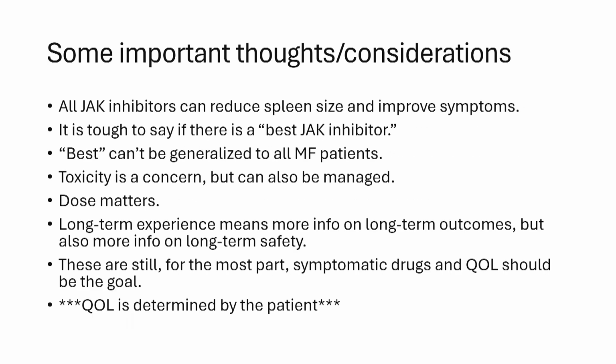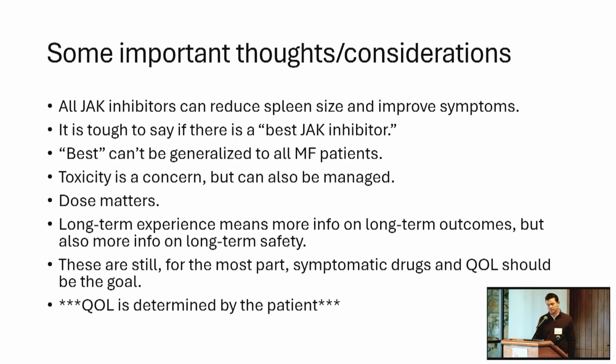So in closing, I would say some important thoughts and considerations. All JAK inhibitors can reduce spleen size and improve symptoms. It's really tough to say if there's a quote-unquote best JAK inhibitor. It's about finding the best JAK inhibitor for the patient. Everyone has different issues. I think if patients have ongoing Crohn's disease, I'm going to really stick away from some of these GI ones, right? And for other patients, I think that sometimes we'd reach for fedratinib based on some of the data. Best really can't be generalized to all MF patients.